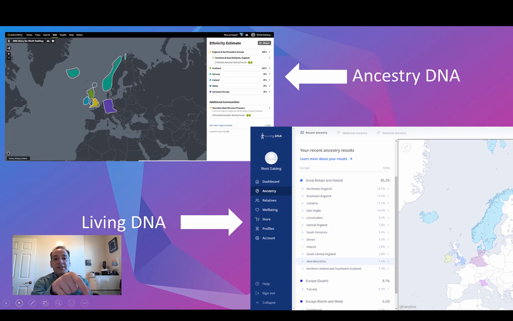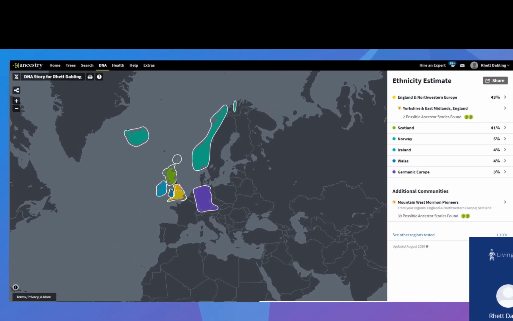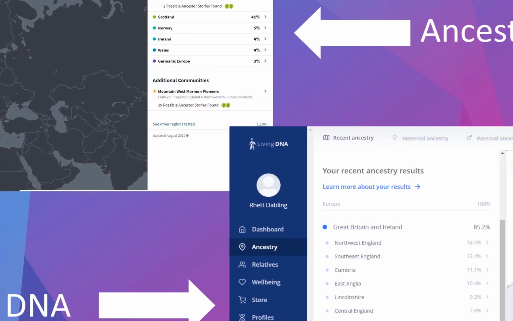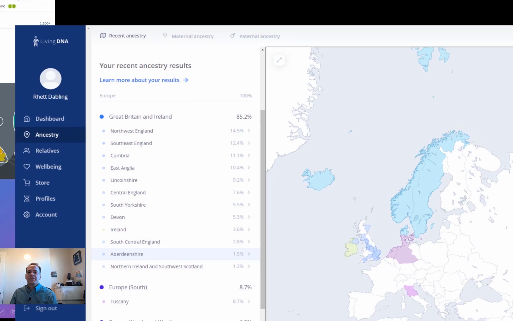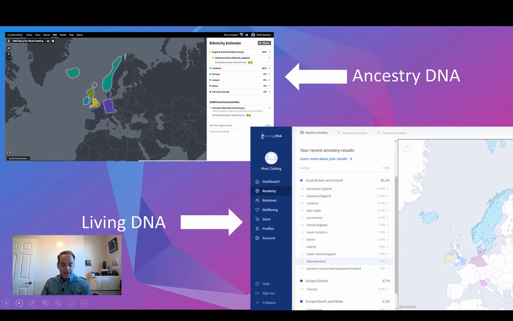On Ancestry DNA, you see that I've got 43% from England and Northwestern Europe and 41% from Scotland. And when you look at the Living DNA, my Great Britain and Ireland is 85.2%, but they are calculating Scotland in that percentage. So when you add the 43% and the 41%, we come out pretty close to the same totals there. They're just broken out differently from company to company, but that may not always be the case. Depending on how the reference panels were done, you will see some differences in testing companies.